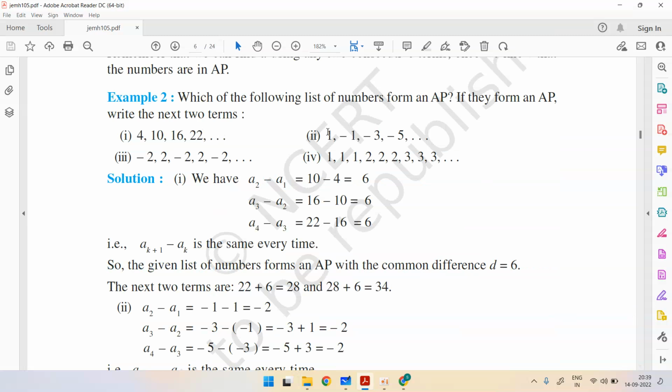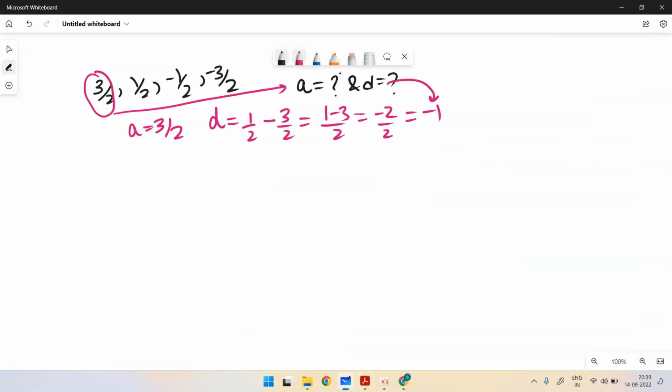We start Example 2. The following list of numbers forms an AP. Which of the following lists of numbers form an AP? If they form an AP, write the next two terms. So this was my example 1. Example 2, first part. Let us see this first part.